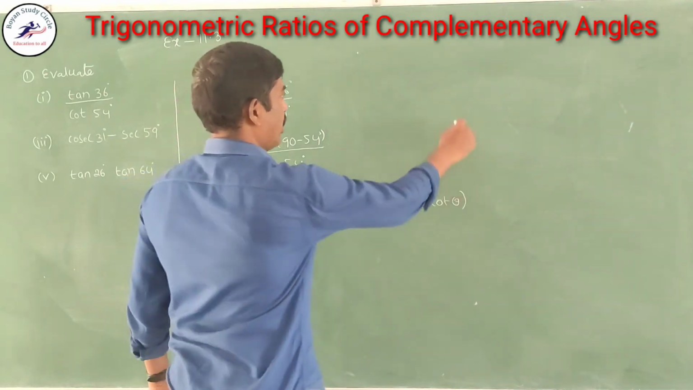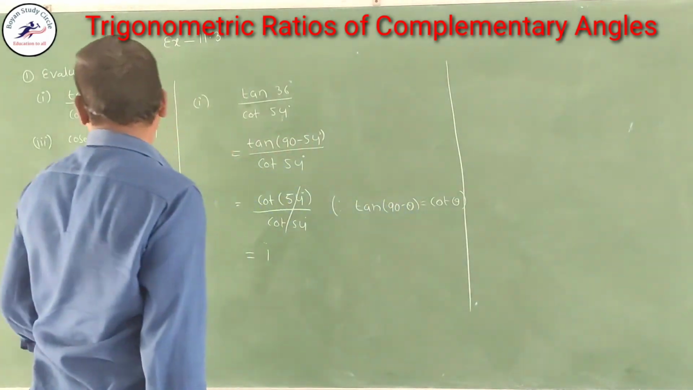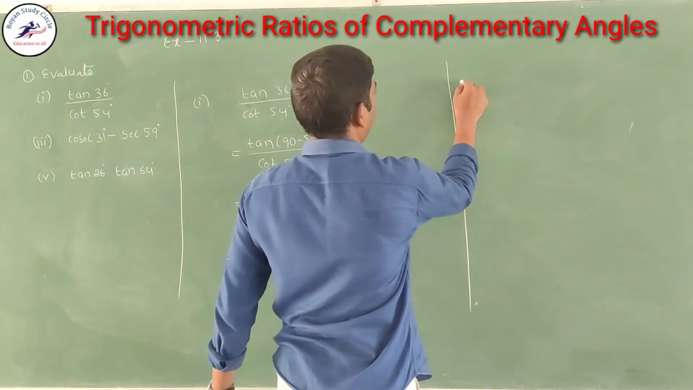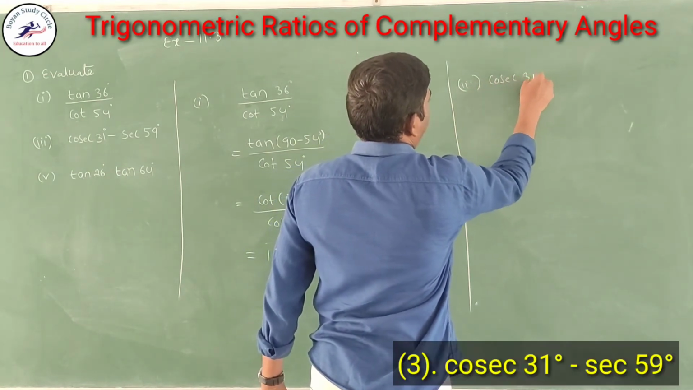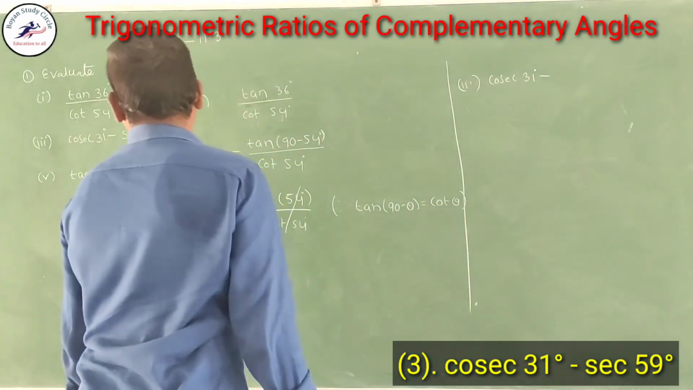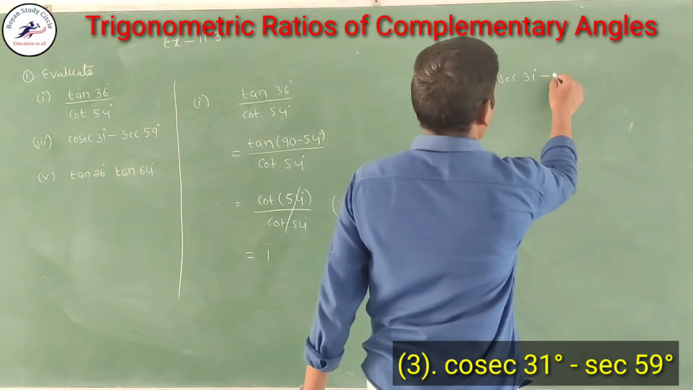Okay, see the next one, that is cosecant 31 degrees minus secant 59.